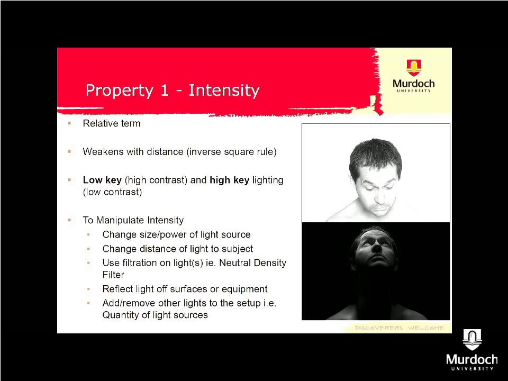We can put filtration on the lights, things like neutral density filters or other forms of scrim or other forms of filtration. We can reflect light off surfaces instead of shining the light directly. We can bounce the light off a surface, and that will radically reduce the intensity of the light. And we can add or remove the numbers of lights in a scenario from a particular direction. So it's changing the quantity of light source.